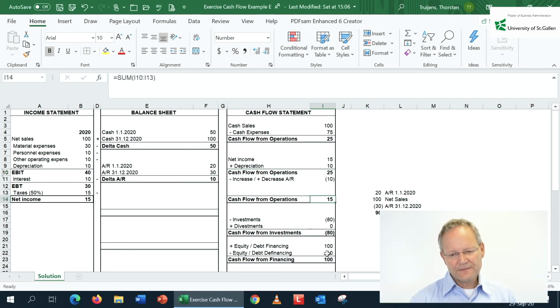Where do we stand? 100 minus 80 is 20. Plus 15, bad luck, that's 35. And we want to explain 50. Now we've moved away from our 50. Thank God, we have some more empty lines left. So what's the next line, which we didn't cover yet, which eats up cash or can free cash?